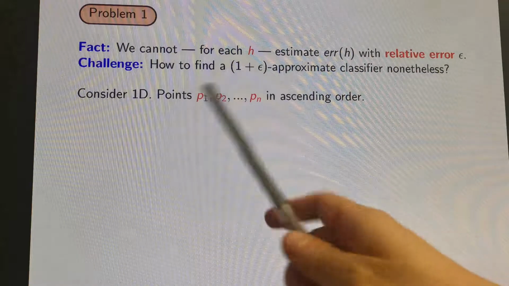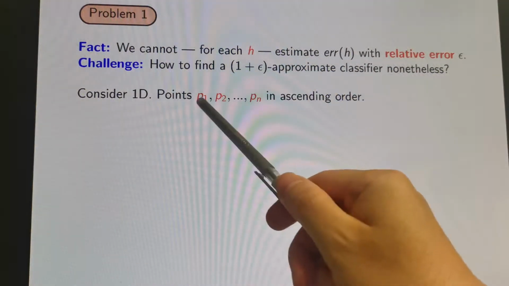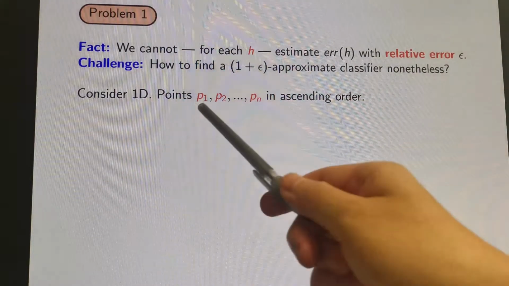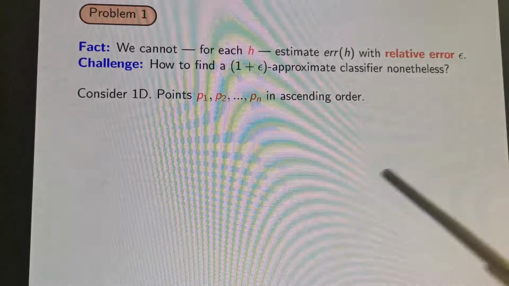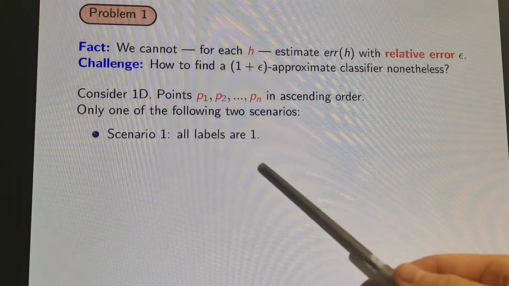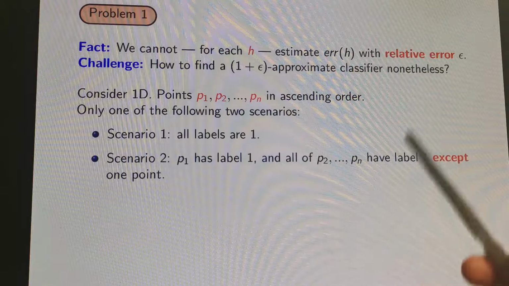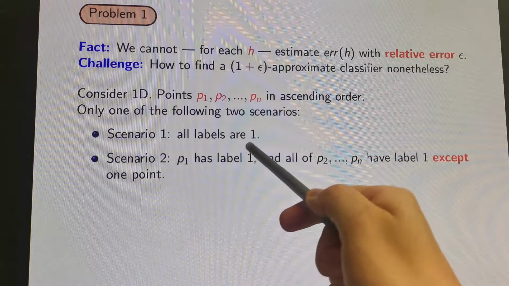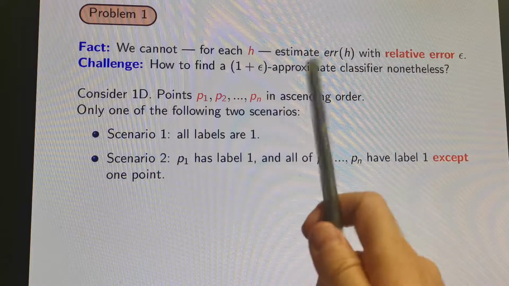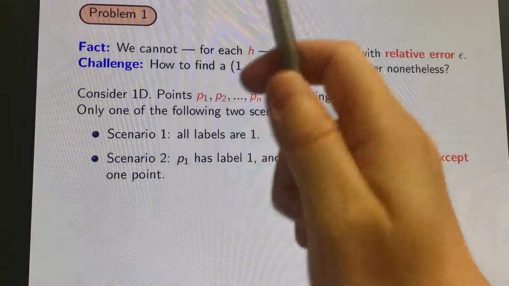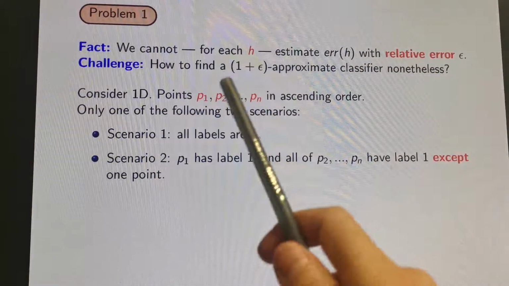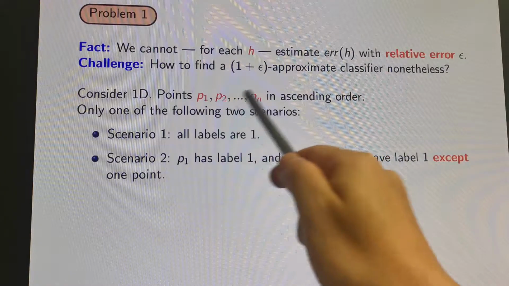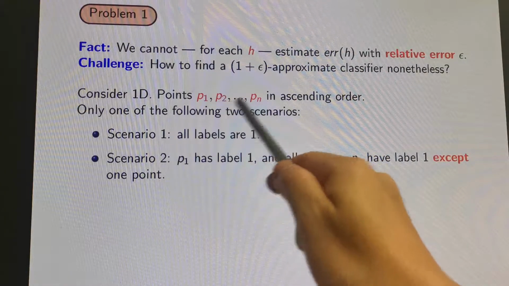In this case, let's just focus on one-dimensional space, and let's say we have n points. Remember, in one-dimensional space, every point is just a real value. So we've got n real values here in ascending order. Now suppose that we know there are only 2 possible scenarios. In the first scenario, all these points have label 1. In the second scenario, all the points have label 1, but there's only one 0. So one point is 0, and this point cannot be P1. It will have to be one of these n-1 points from P2 to Pn.